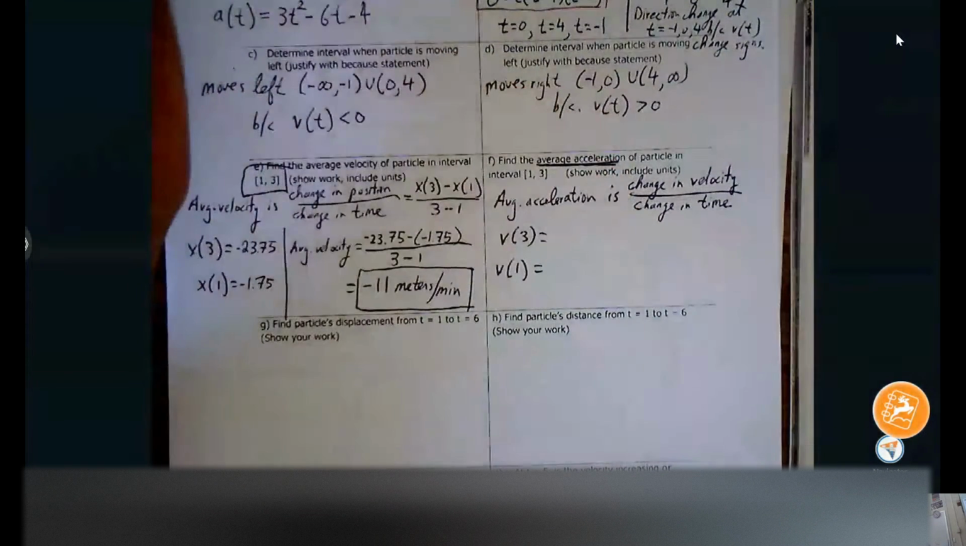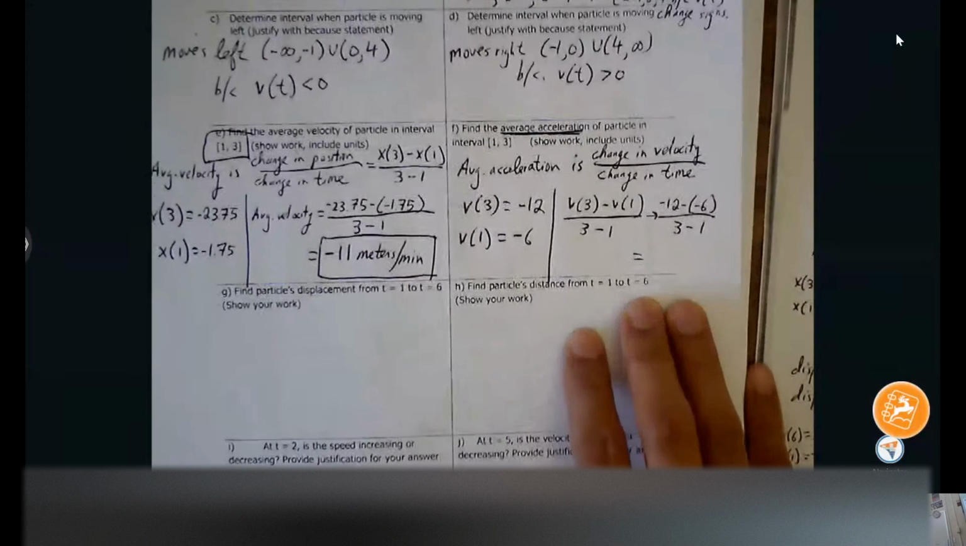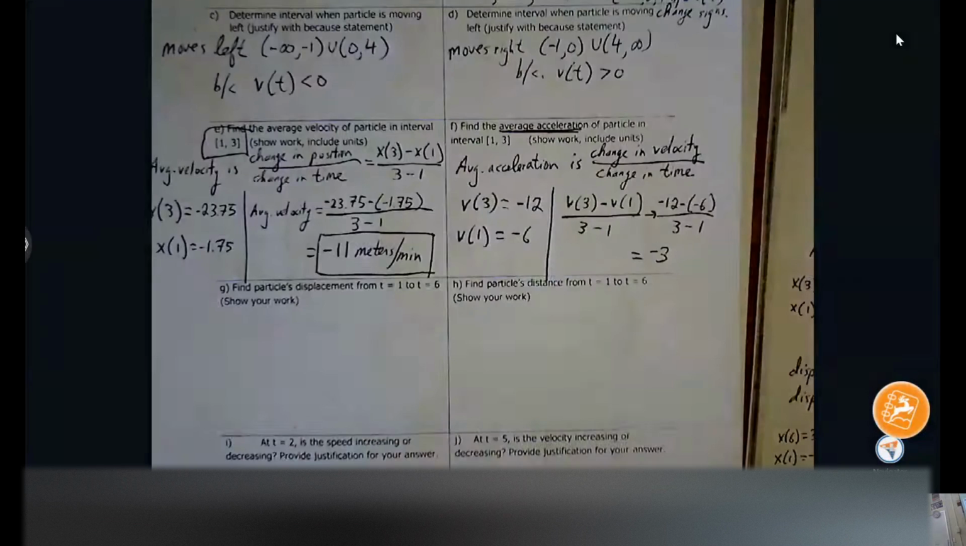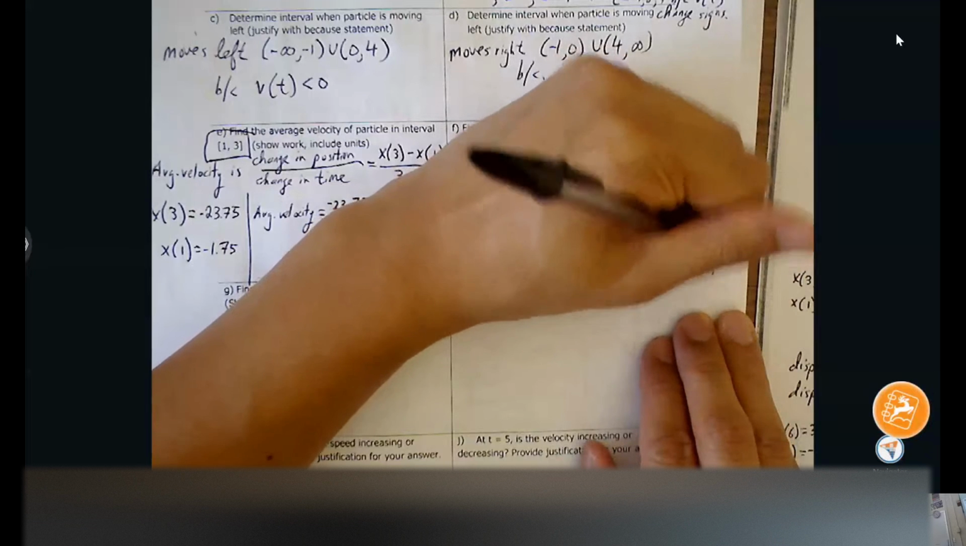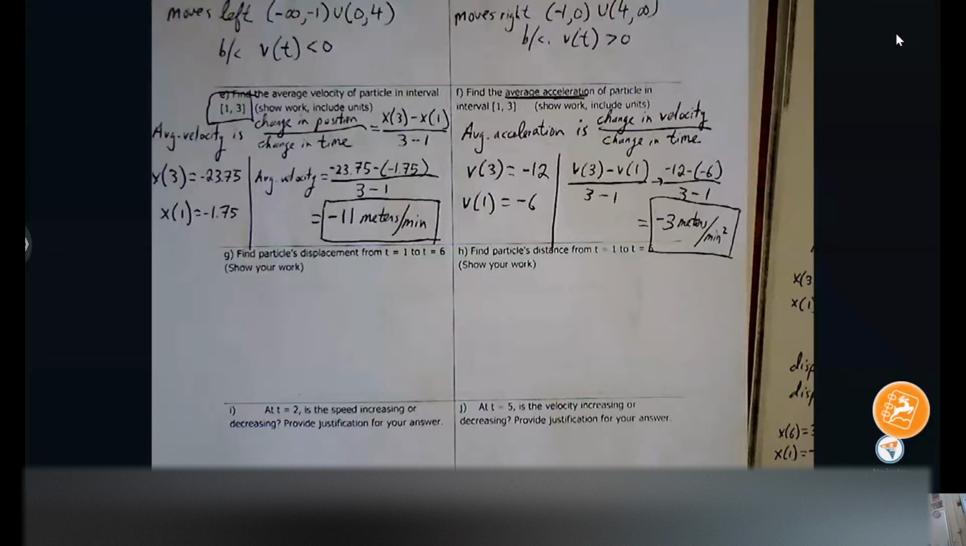So we'll find V of 3. We'll find V of 1. Which is negative 12, 6. So I get negative 6 over 2, which is negative 3. And what's our unit of measure? Yeah. Good.